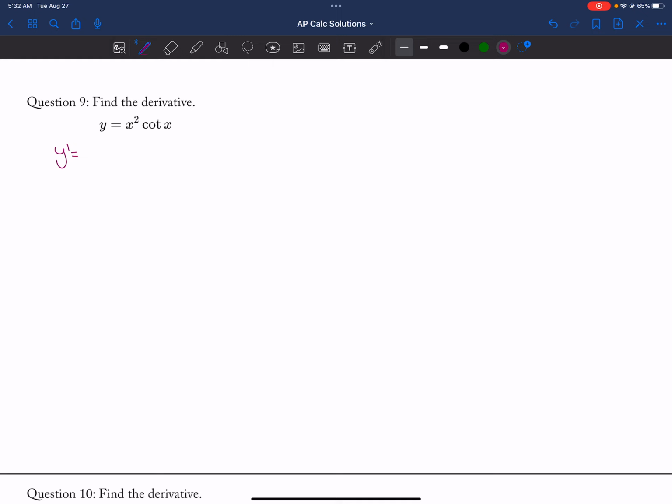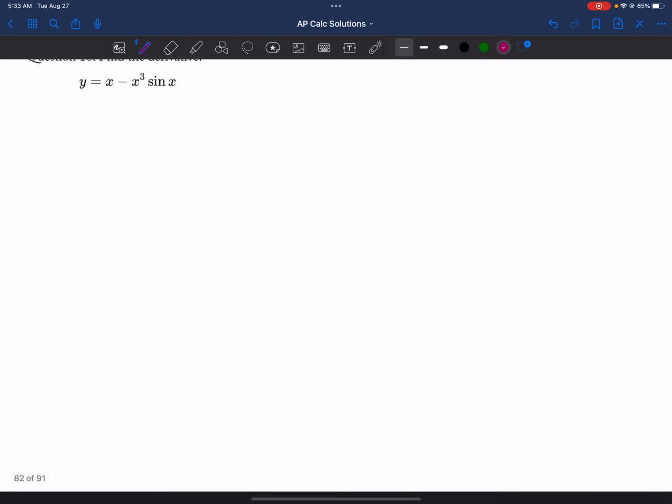Here's another odd number question. Y prime is cotangent of x times the derivative of x squared, which is 2x, plus x squared times the derivative of cotangent, which is negative cosecant squared. I don't think I would factor anything out, to be honest with you. I would just go y prime is equal to 2x cotangent x minus x squared cosecant squared of x. You don't have to factor anything out again unless it's a multiple choice quiz or test and you're trying to pick the right answer. Okay, so here, even numbered question.